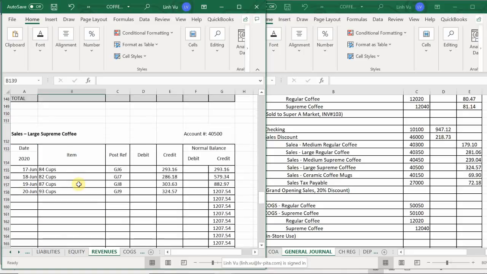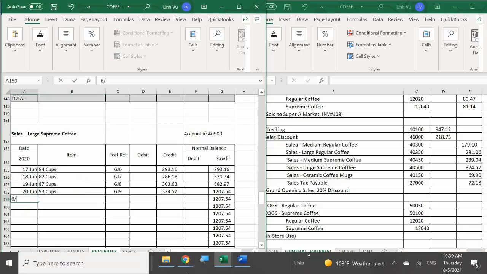All right. Sales large. Where were we? Yeah, sales large supreme. That one is 93 cups. No, I just want to check for 324.57. Yes. $324.57, giving me a running balance of 1532.11. Okay, good. Shoot, 1530. Yeah, good.